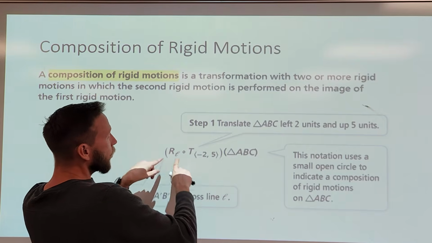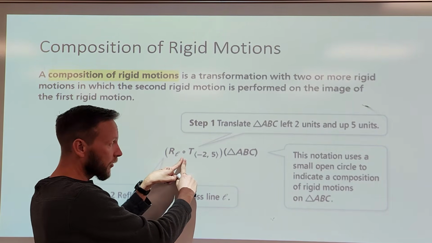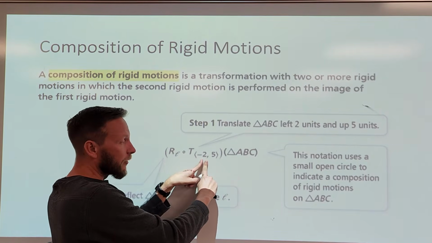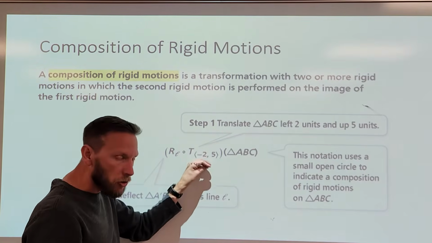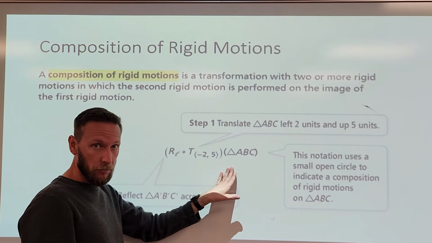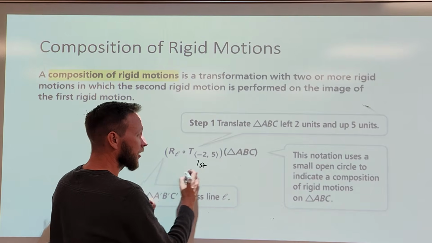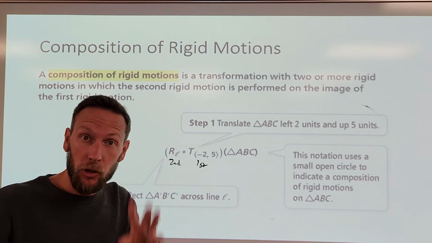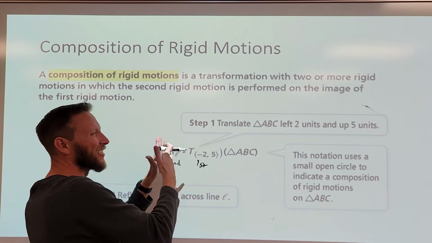Well, here we have the reflection over line L of, that's what this little circle means, the translation back 2, up 5 of triangle ABC. So if I'm doing the reflection of the translation of the triangle, then that means that first I translate the triangle and then I reflect it. So this is actually first and this is actually second. And so that might be a little confusing to our Western brains, who tend to read left to right.